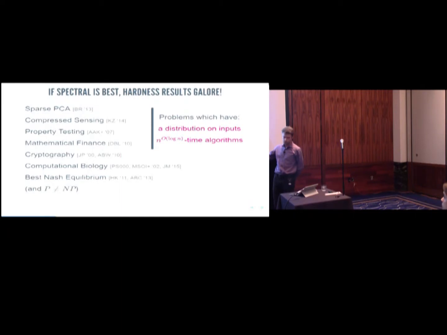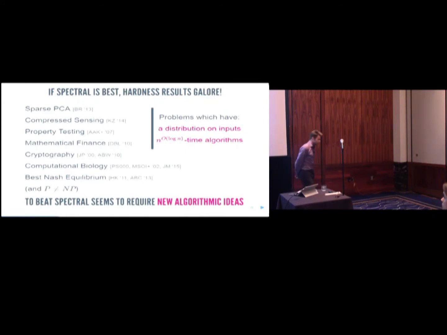Okay, so if spectral is best, if this turns out to be true, we get some pretty nice payoffs. If it's false, for reasons that we'll see soon enough in the talk, it would seem to require some really new algorithmic ideas. You would need some really new algorithm to go beyond this spectral threshold. So either way the cookie crumbles, either way the hypothesis stands or falls, there's some pretty nice payoff.